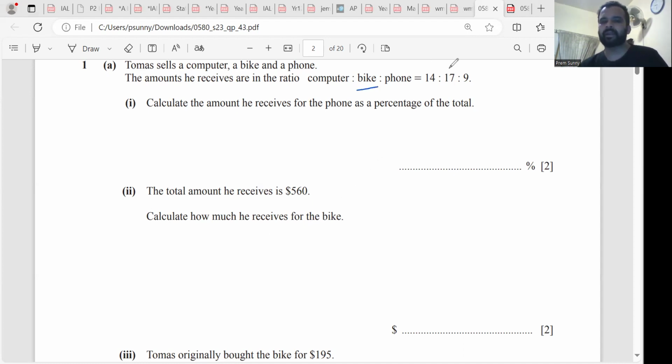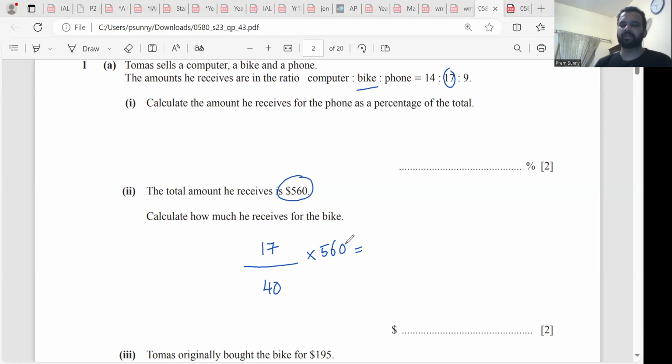So for the bike, the ratio is given as 17. So the ratio of the bike divided by the total ratio, that is 14 plus 17 plus 9. Again, we will be getting 40, multiplied. This time, they are not asking to represent it as a percentage of the total. It's already given that the total amount is 560. So multiply it with 560. So this is basically 17 times 560. You divide it by 40. You will get the answer as 238. So he will be getting $238 when he sells the bike.